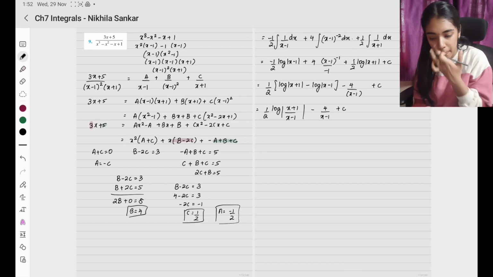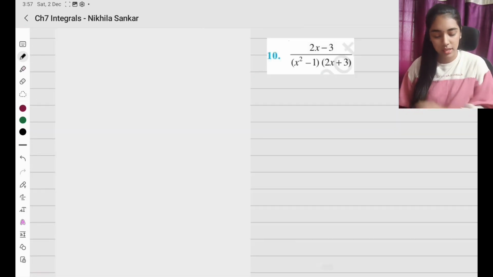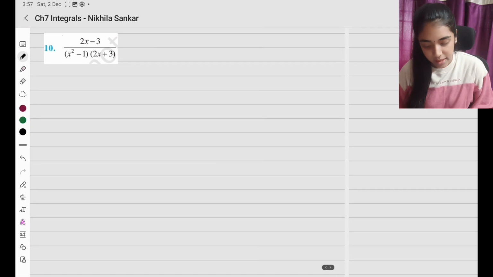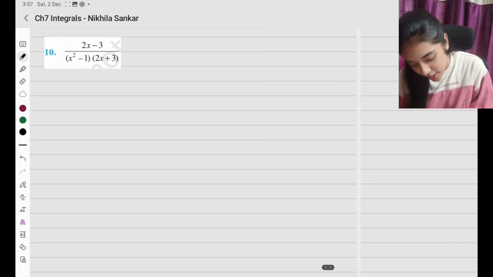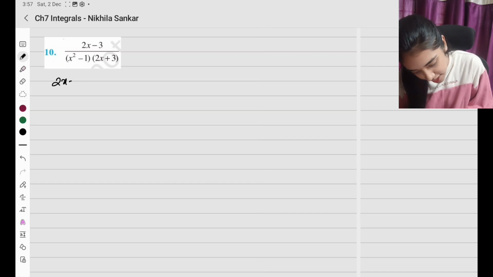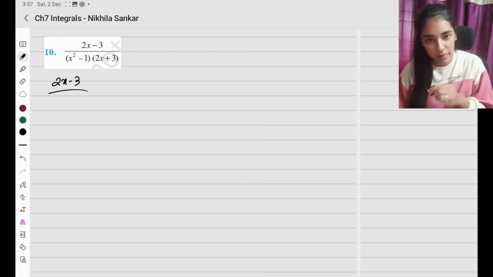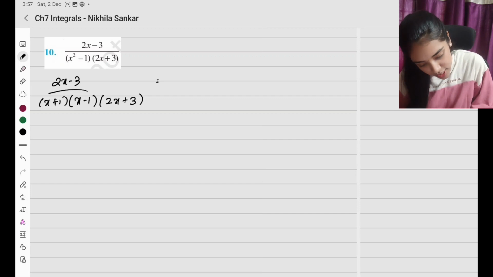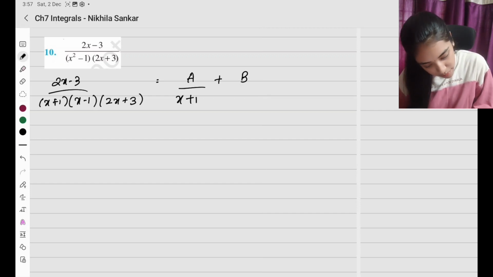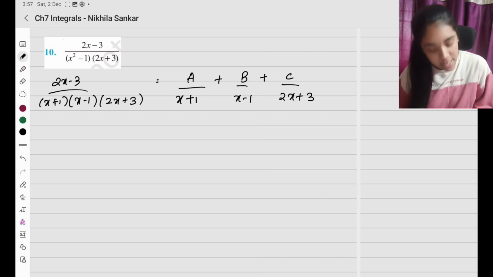Question number 10. I have the integral of 2x minus 3 divided by x square minus 1 times 2x plus 3, dx, plus c. What can we do? So basically my question becomes something like this. x square minus 1 is a plus b times a minus b, so x plus 1 into x minus 1 into 2x plus 3. So here I have 3 different factors. So I need a divided by x plus 1, this is the first one, plus b divided by x minus 1 plus c divided by 2x plus 3.